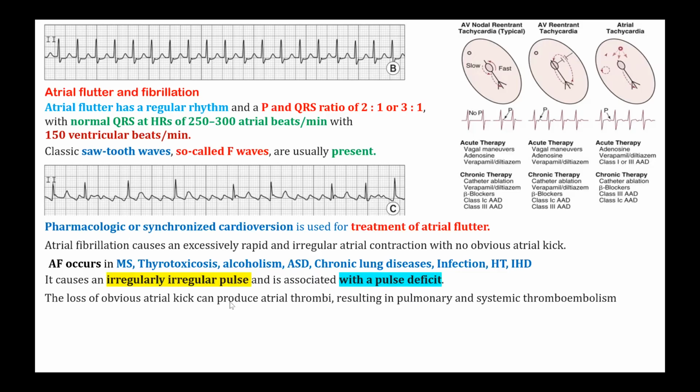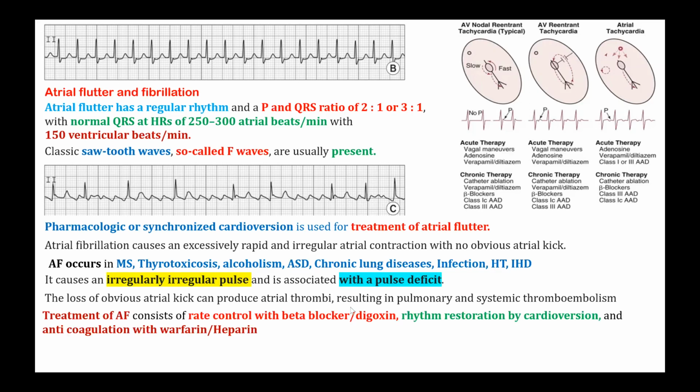The loss of obvious atrial kick can produce atrial thrombus. That is the most important danger of persistent atrial fibrillation: formation of atrial thrombus, which can get dislodged and produce a pulmonary or systemic thromboembolism. The treatment of AF consists of three things: rate control, rhythm restoration, and anticoagulation to prevent this thrombus formation.